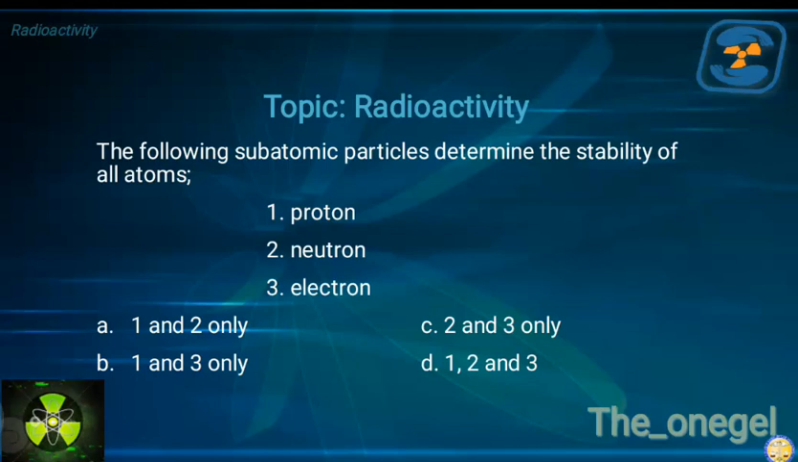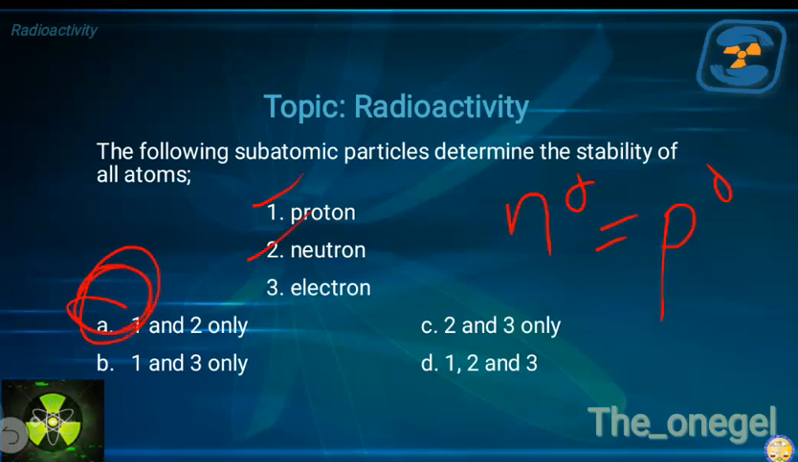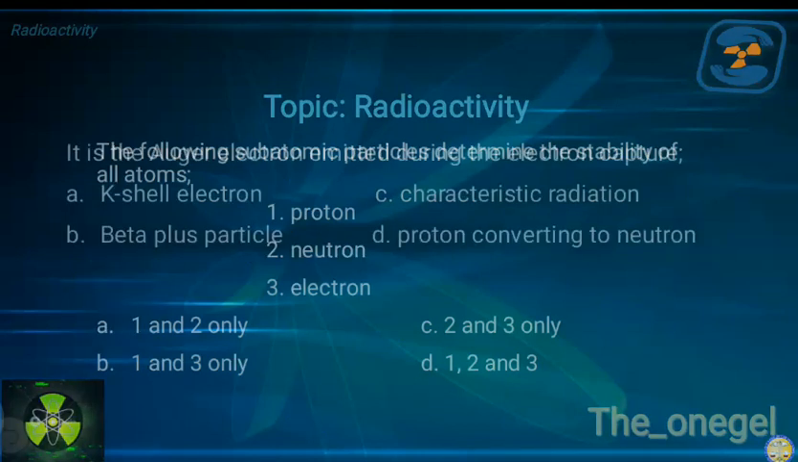So, the following subatomic particles determine the stability of all atoms. So, sabi natin kanina, pag naging equal ang number ng neutron at saka proton, that is now considered as stable. So, walang pakialam si electron. So, 1 and 2. Therefore, our answer is letter A. 1 and 2 only.